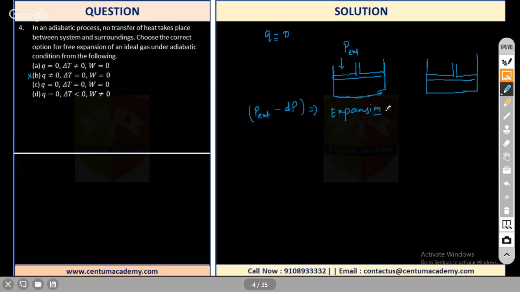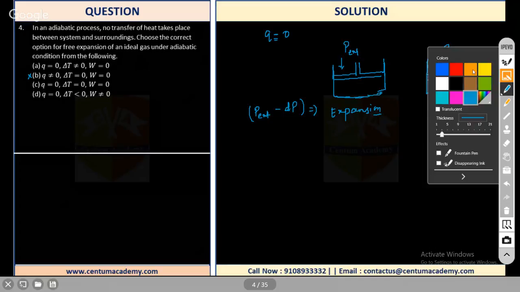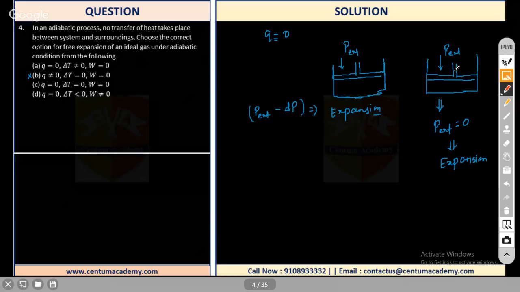So there are two possibilities. Either we can decrease this external pressure by some value, or we can all of a sudden reduce the external pressure to zero. If the P external is all of a sudden made zero, then also expansion takes place, right? So these are the two different types of expansion we have. One is when external pressure is reduced by some value, and another is when external pressure all of a sudden becomes zero. This kind of expansion, when external pressure is decreased by some value, we call intermediate expansion.